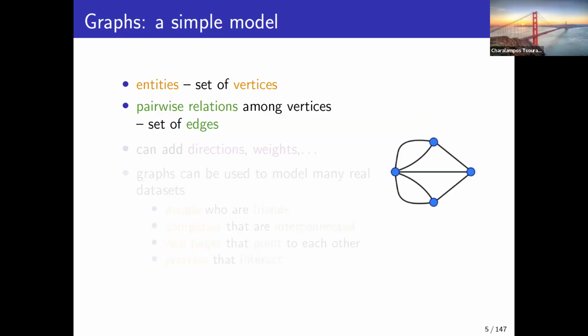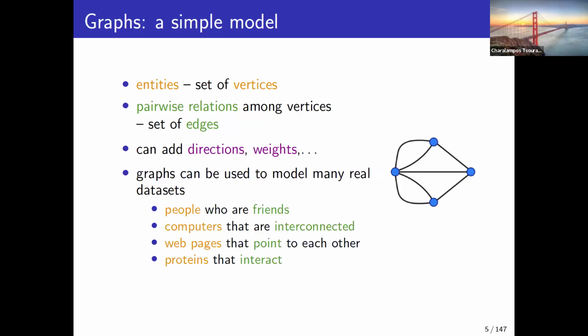Okay, so we start with graphs. Maybe I'll go through this part a bit faster because you already saw this stuff yesterday with Ioanna. So we have a set of entities which form the set of vertices, and graphs model the pairwise relations between those entities. So we can have directions, we can have weights, and part of the reason why graphs are so popular is because they can model many real-world datasets.